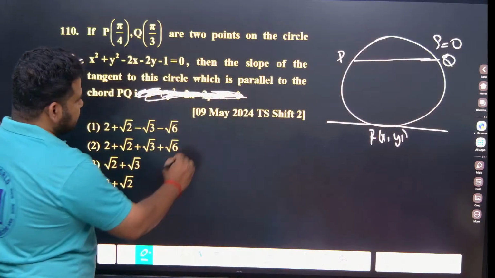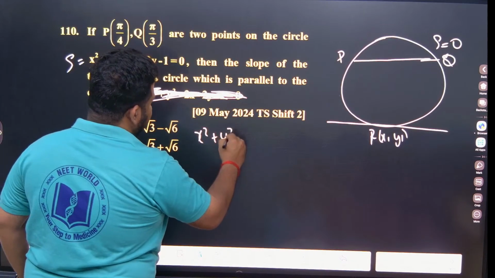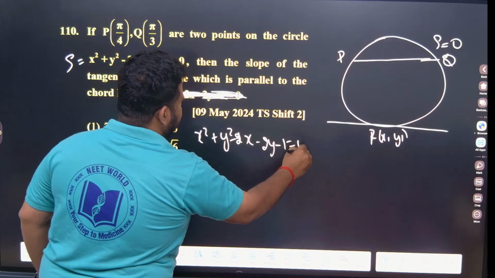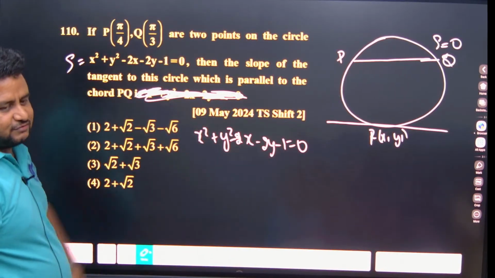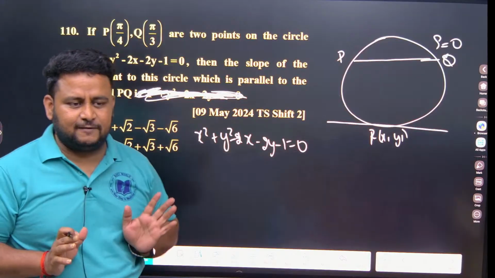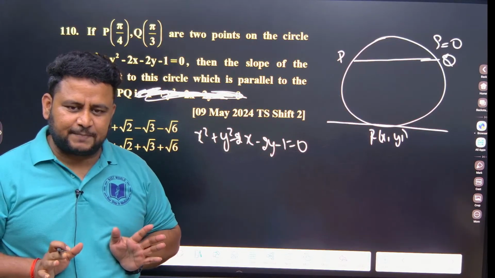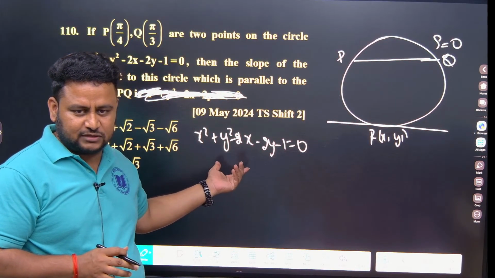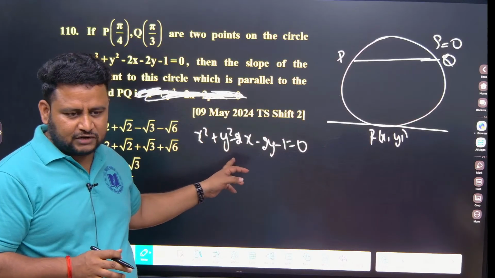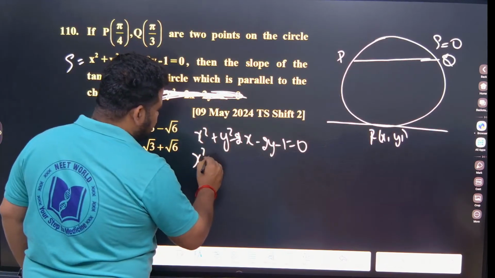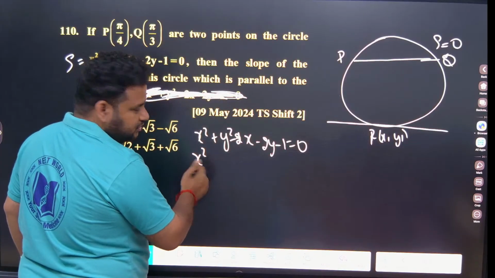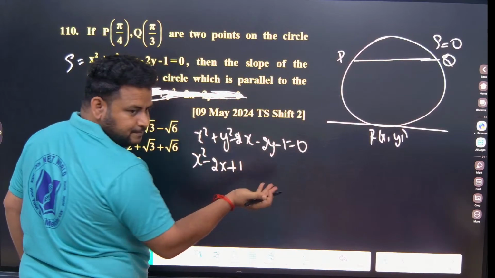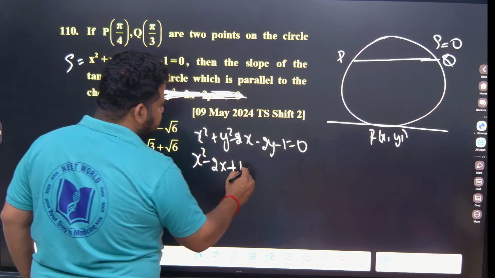How is the circle given? See here, x square plus y square minus 2x minus 2y minus 1 is equal to 0. Here pi by 4, pi by 3 is given, means definitely I should use which form of the circle? Parametric form. To use the parametric form, I have to bring this to what? x minus h whole square, y minus k whole square. I have to bring it to that form. But is it in that form? No, right? What can I do here? Along with x square, write all the x terms together. x square minus 2x, plus 1, I can do. This will become what?